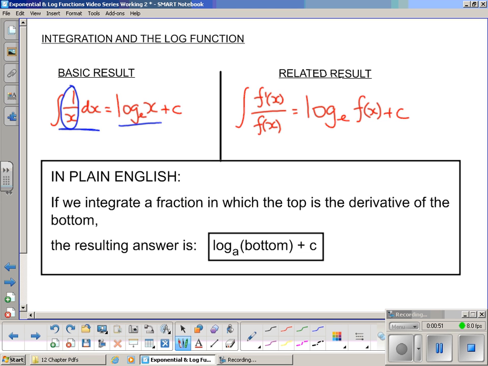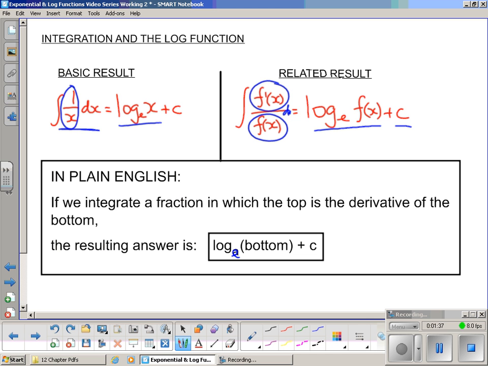The related result is, on this right hand side, if the top, you'll notice that's f dash x, is the derivative of the bottom, then we should get log e of just the bottom plus c. I missed out a dx in there, but that's a technicality. So in plain English, to recap, the pattern is if we integrate a fraction in which the top is the derivative and the bottom is just the function, then the resulting answer is log e of the bottom plus c.